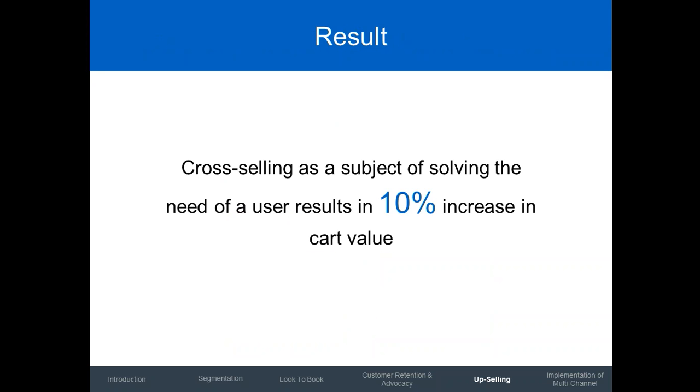So cross-sell as a subject is solving the need of the user, and it results in a 10% increase in the cart value. It's a very important revenue model, or way to increase the revenue, for any OTA.